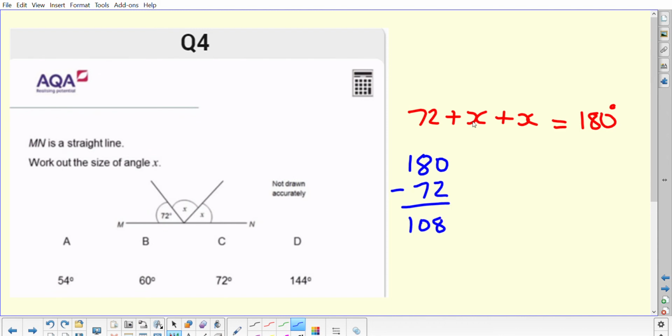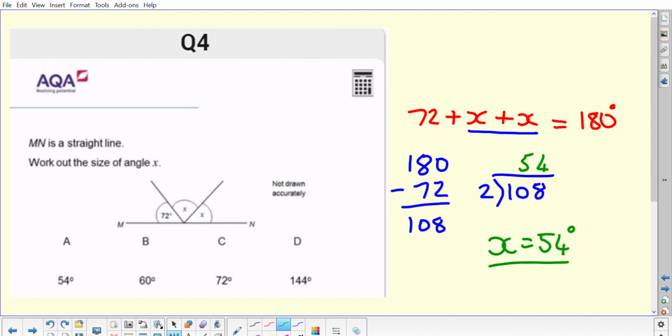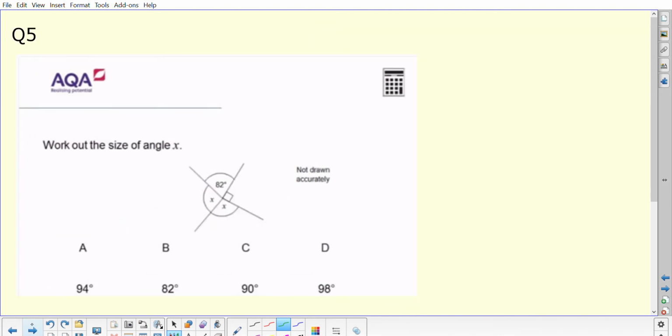But that 108 is what these two angles together would need to be, so you therefore need to half your 108. So you're looking for 2 into your 10 is 5, and 2 into 8 is 4. So that would tell you that each of these angles needs to be 54 degrees. So that would have been answer A. Question 5.